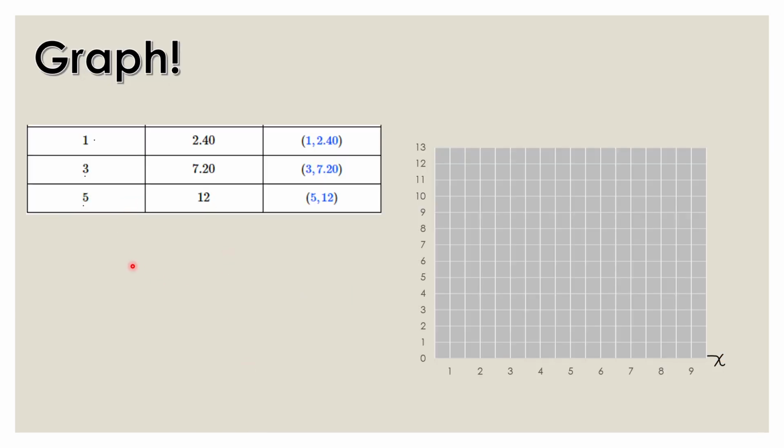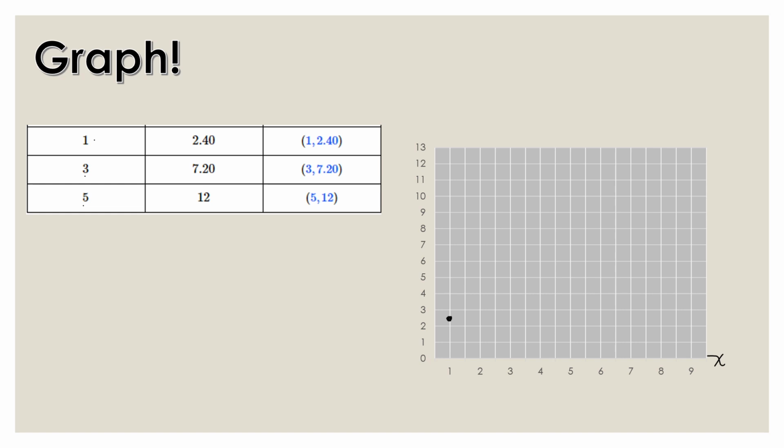Now let's graph this, guys. So we can see here all of our data has been transferred to this table, and all we need to do is plot 1, 2.4, 3, 7.2, and 5, 12. All right, so first things first, we are going to be plotting 1, 2.4. So I go from 1, and then I go to 2, and I just guesstimate about halfway in between is where 2.4 would lie. Remember, guys, we don't have to be perfect.